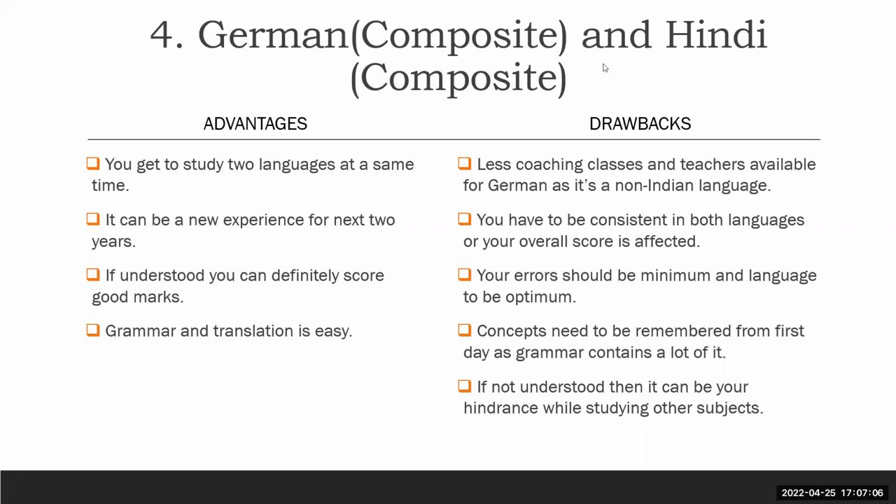Papers, I don't know because I don't have any idea. It may be good, it may be bad. But again, you have to keep your legs on two stones. You have to be consistent. And what happens is, if you don't succeed in both of them, then it would be your nightmare. You have to concentrate more on your other subjects. So again, taking German and Hindi at the same time, it's your choice.